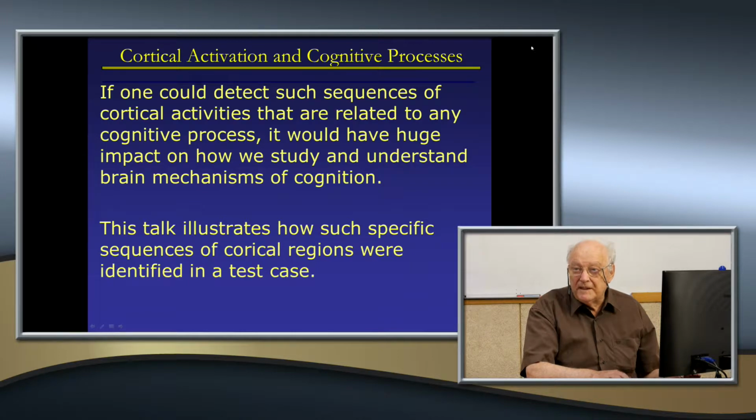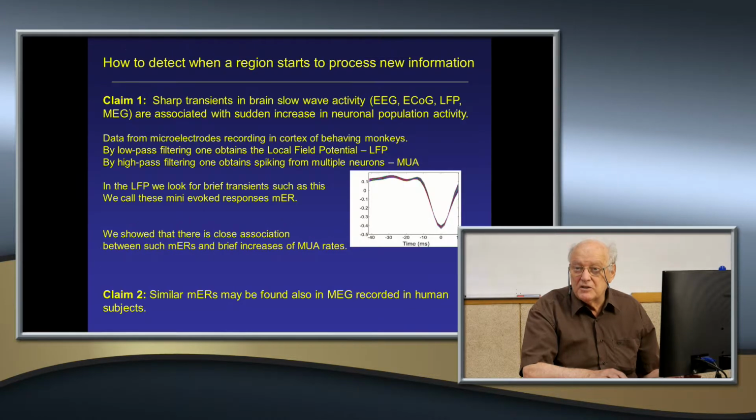If one could detect such sequences of cortical activation that are related to any cognitive process, it would have huge impact on how we study and understand brain mechanisms of cognition. In this talk, I want to illustrate how such specific sequences of cortical regions were identified in a test case. To do this, we need to understand when a region in the cortex becomes involved in the process.